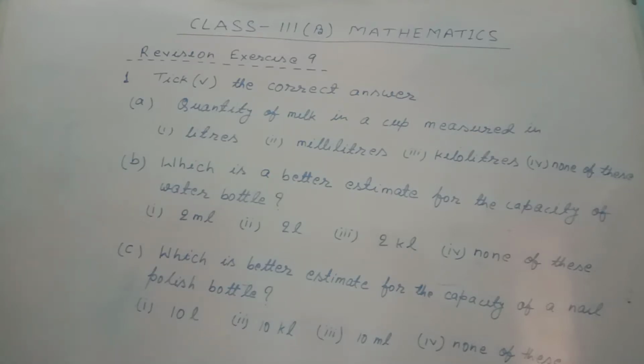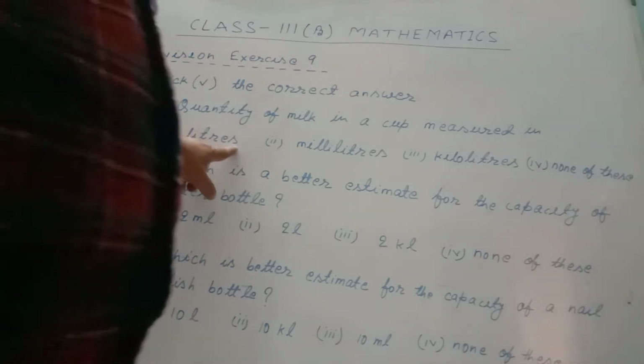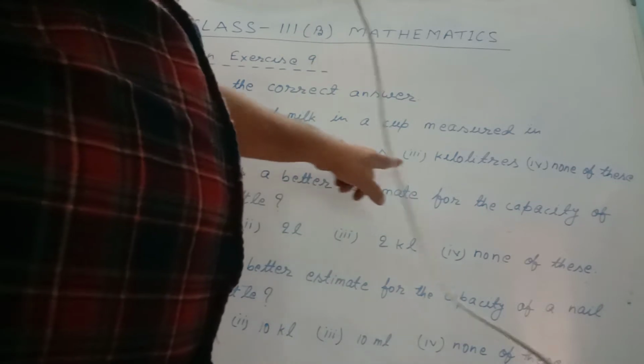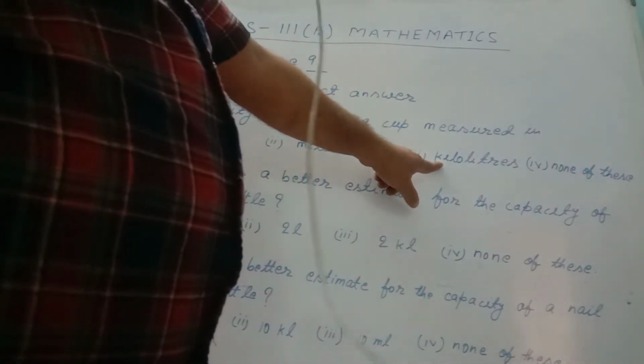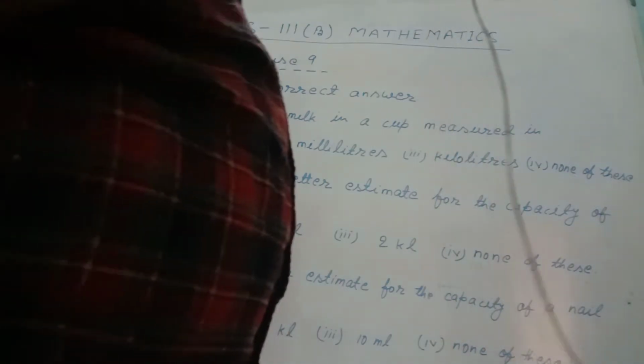In this video class of mathematics, today we will solve revision exercise 9. Question number 1. Tick the correct answer. Question number A. Quantity of milk in a cup measured in. There are 4 options. Option number 1 is liters. Option number 2 is milliliters. Option number 3 is kiloliters. And option number 4 is none of these.